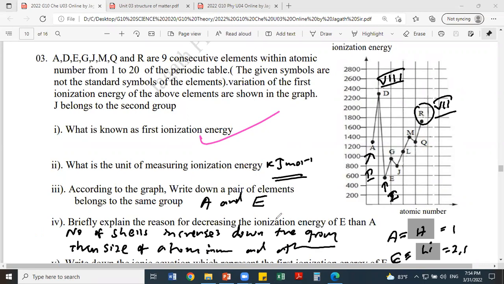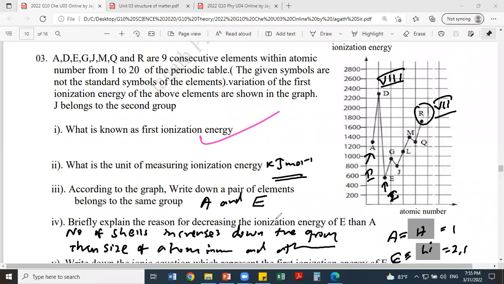Less attraction means less energy required. More attraction, more energy. In a small atom, the electron is very close to the nucleus. Very difficult to remove. A lot of energy required. Large atom, easy to remove the electron, because a large atom means the electron is held away from the nucleus. Less attraction, easy to remove. More attraction, difficult to remove. More attraction in the small atom. Less attraction in the large atom.